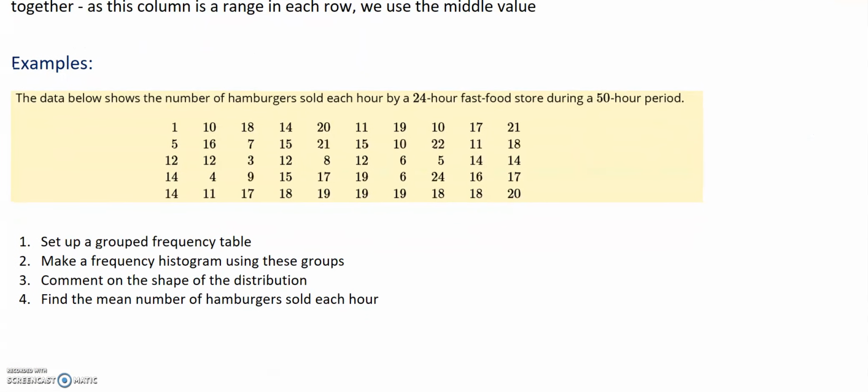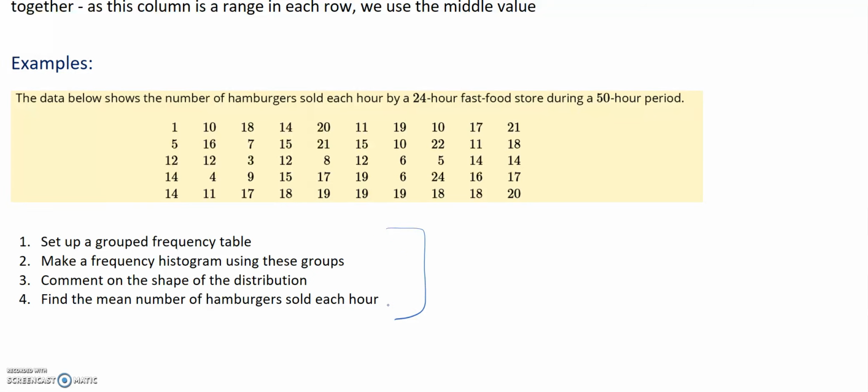That's the data. The data below shows the number of hamburgers sold each hour by a 24-hour fast food store during a 50-hour period. Oh no, during a 50-hour period. There you go. And these are the questions that follow. We'll come to the questions again a little bit later.